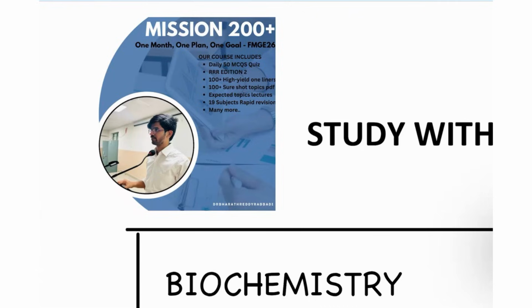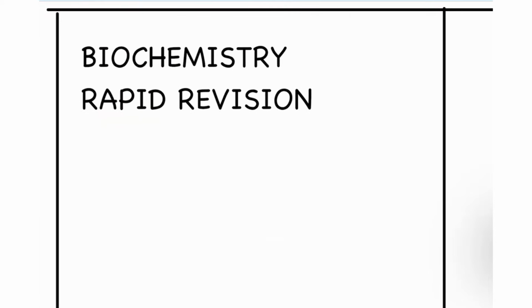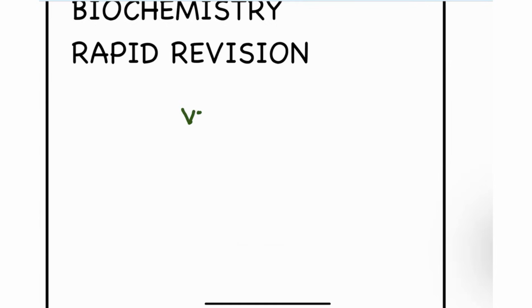Today we are going to discuss the biochemistry in our program Mission 200 plus. So let's start the biochemistry rapid revision. The most important and most repeating topic, at least 5 to 6 MCQs from this very vital topic for scoring, is vitamins. So let's start with the vitamins topic.